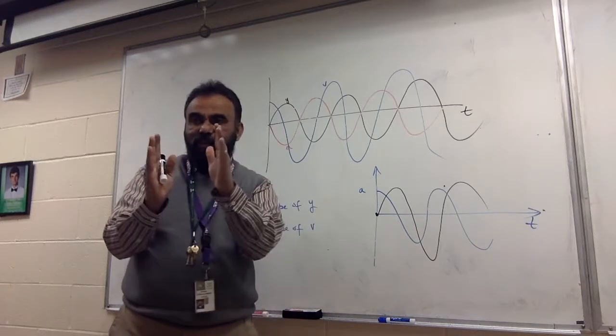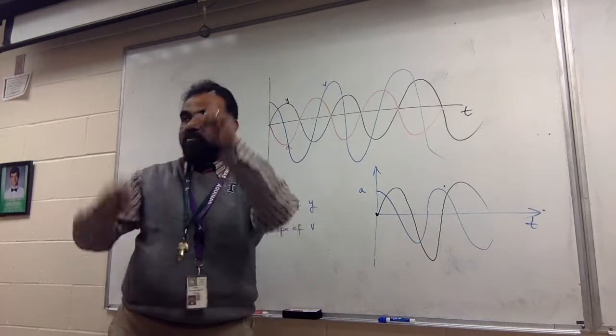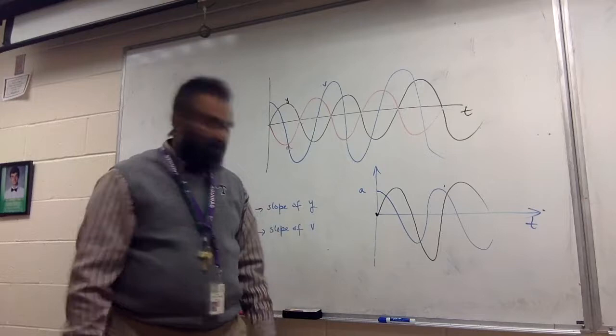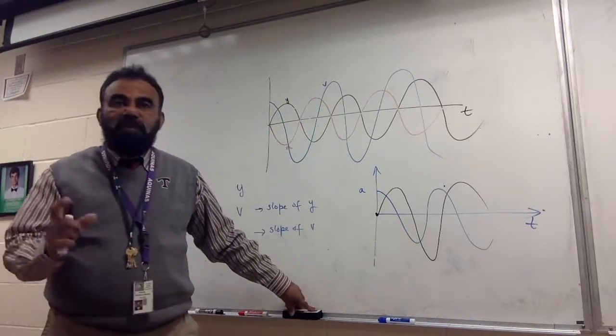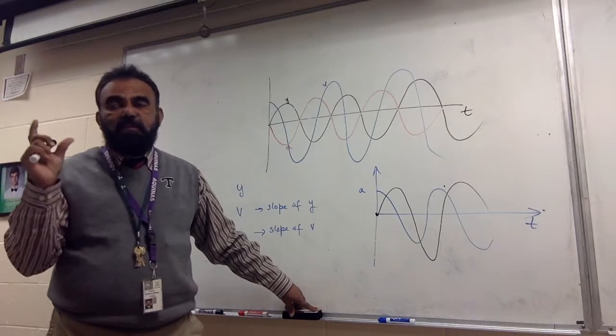So if you're given only a tiny portion of a graph, you should be able to really picturize where the other graphs are going to be. And the other thing is, from any graph, you should be able to find out the very important clue, which is time period.